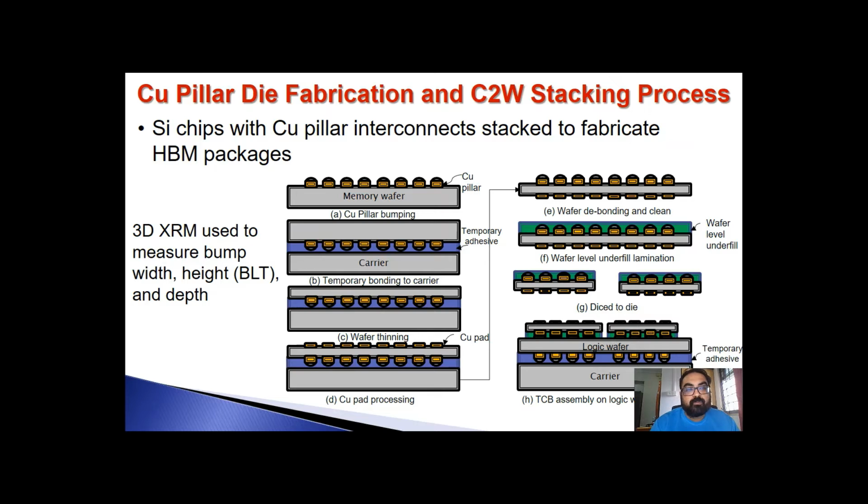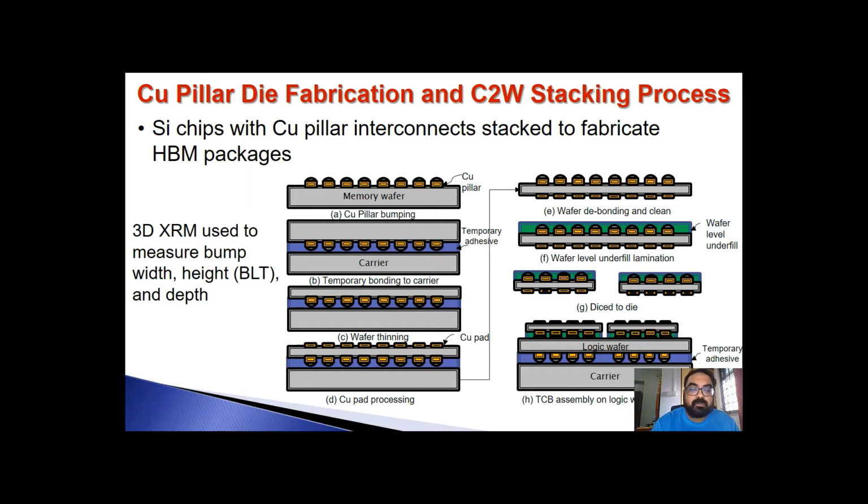In a similar protocol, we also fabricate our memory bumps and copper bumps using copper pillar die fabrication. The steps that we follow for this are basically: we take in our copper pillar bumping, and after that we perform temporary bonding to carrier. This is further followed by wafer thinning, and then we do copper pad processing. After that, we'll do wafer debonding and cleaning, which is followed by wafer level underfill lamination.